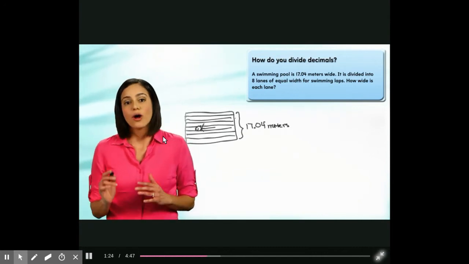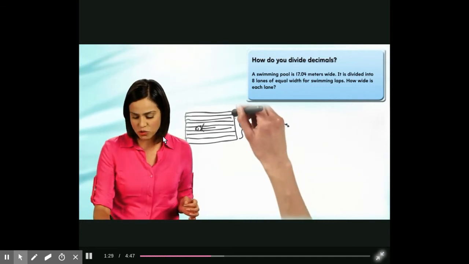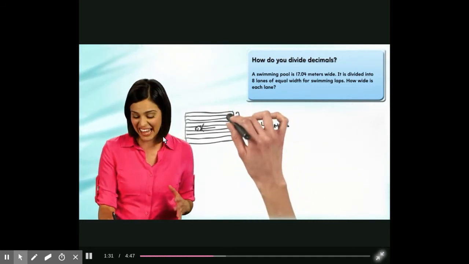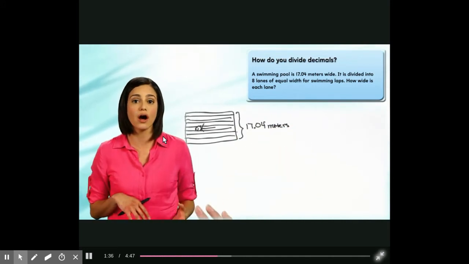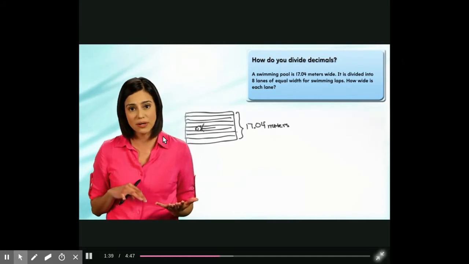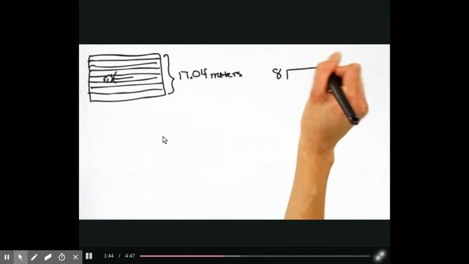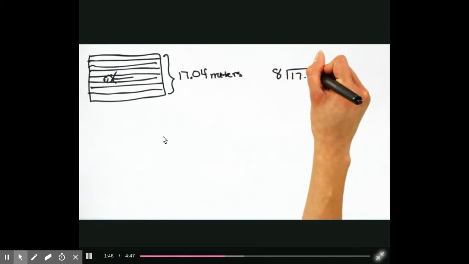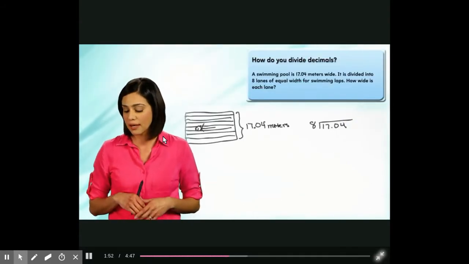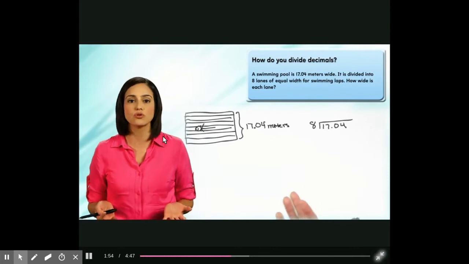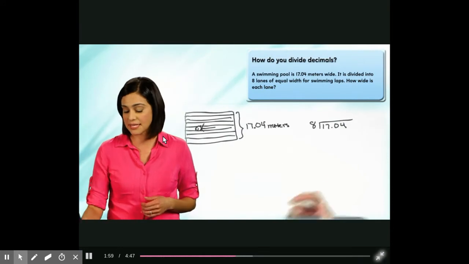Now, let's think about again what we're trying to do. If we want to divide our swimming pool into 8 lanes, that means that 8 is our divisor and 17.400 is our dividend. So let's go ahead and do that long division. Now, we won't worry about where the decimal needs to be placed yet in the quotient. We're going to do long division just like we do whole numbers. So let's do that first, and then we'll talk about where to place the decimal point.